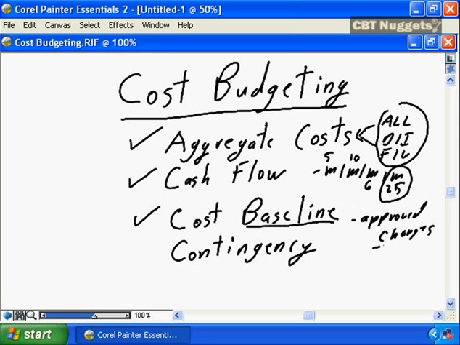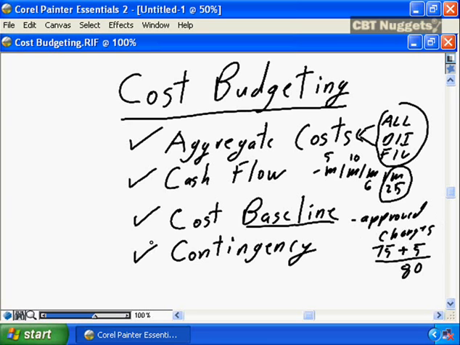So if your baseline was $75,000 and you had approved changes for another $5,000, your revised baseline, and it's only revised because of approved changes, will be $80,000. That is the measurement, that's the yardstick that's going to be used to measure and determine your project's health in terms of cash management.